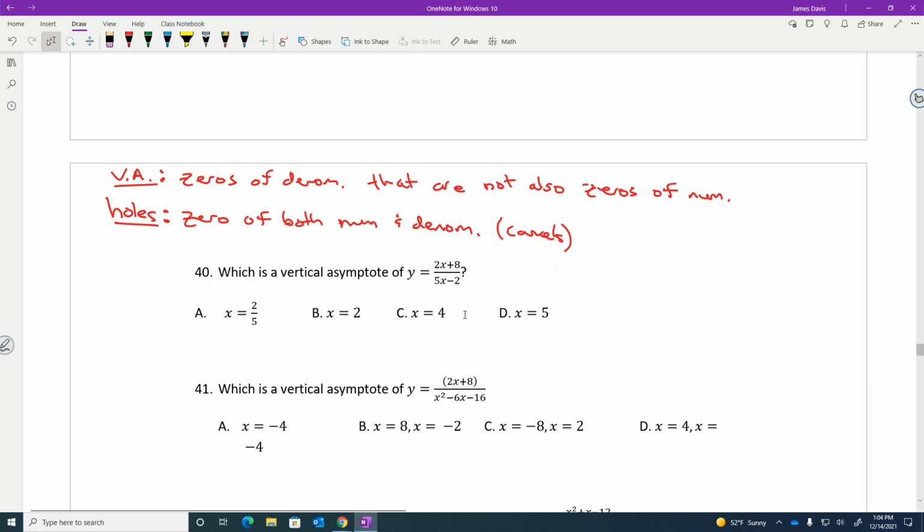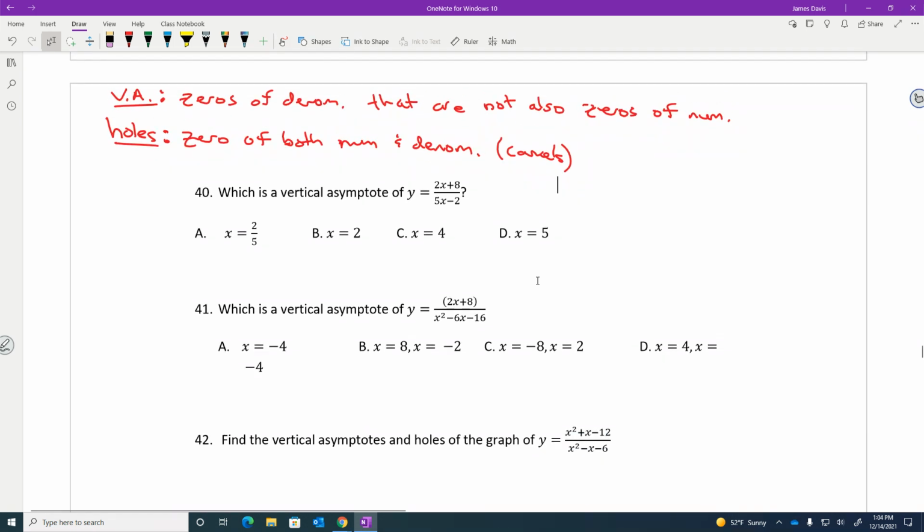So if we look at number 40, vertical asymptote there, we're going to find the zeros of the denominator. So we're going to set 5x minus 3 equal to 0. Add the 3 and divide by 5. You get x equals 3/5. And then we just need to double check it's not also a 0 of the numerator, which it's not. The numerator there would be like negative 4. So we're good. This is a vertical asymptote.